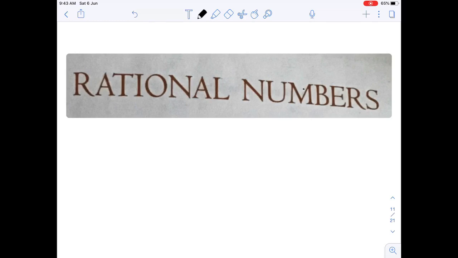Students, we have already started chapter number one of class 8, that is rational numbers. In the previous class we have seen that rational numbers are the numbers which can be represented in p by q form, where q is never equal to 0. Today we are going to learn some more mathematical operations, that is addition and subtraction of rational numbers.